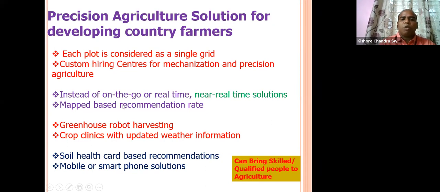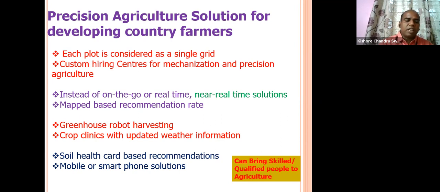Unlike developed countries, instead of on-the-go or real-time, we can go for near-real-time solutions. We take the images, analyze them in the system, and provide that information to the farmers. And we can have map-based recommendation rates, so farmers can know from the maps which areas need special attention. We have already started greenhouse robot harvesting, because in greenhouses the crops are grown in rows, so robot harvesting is now getting popular.